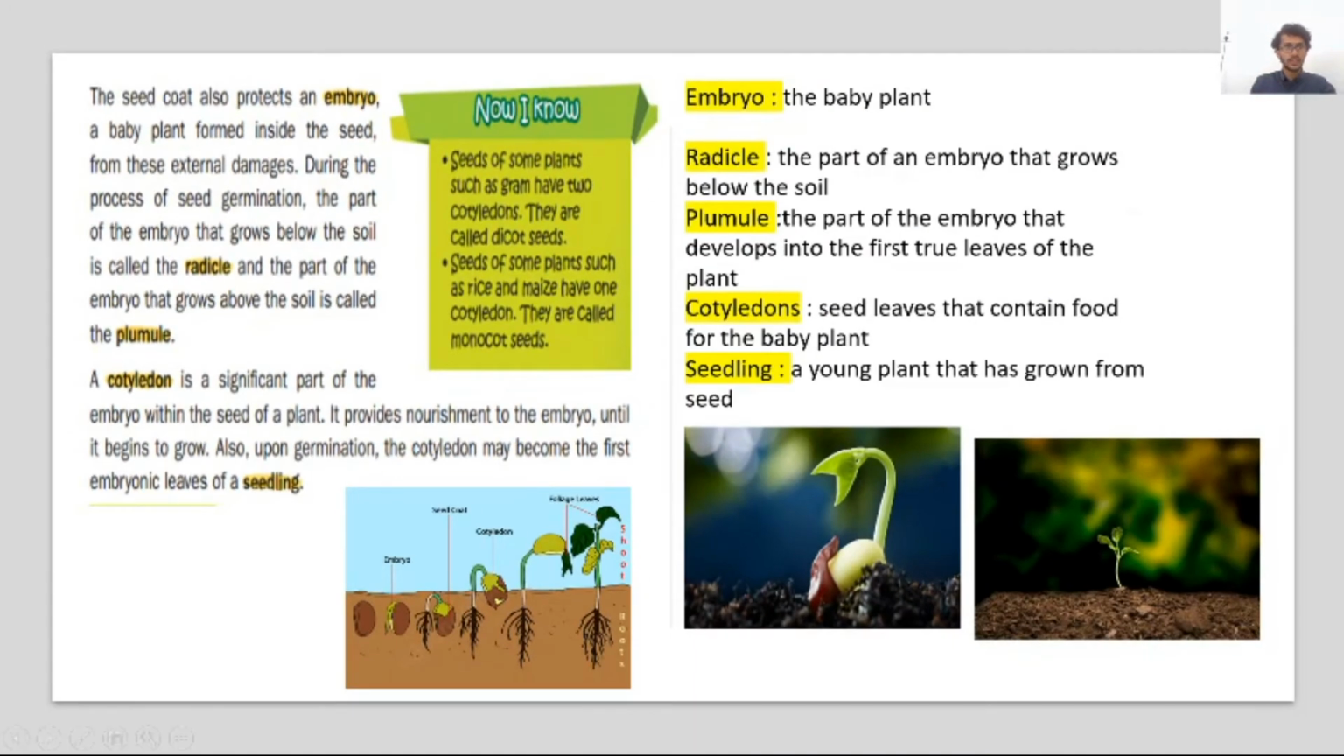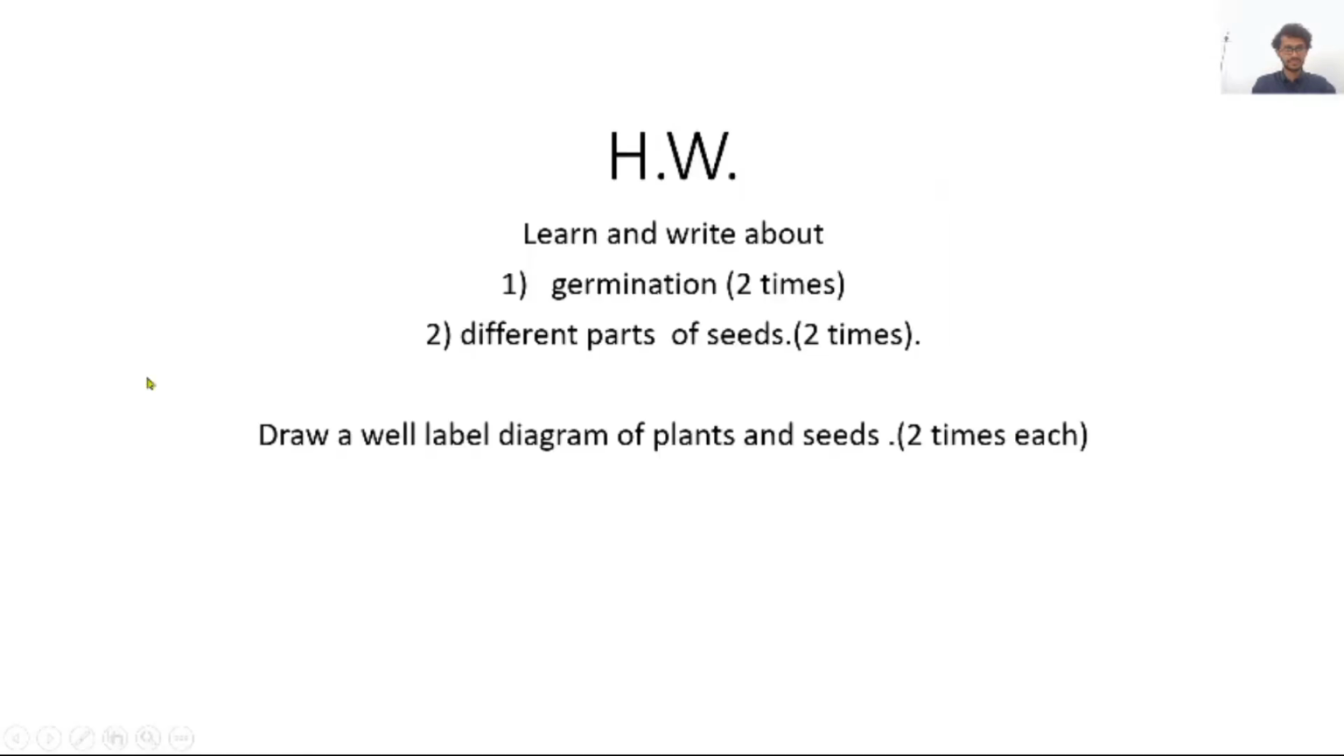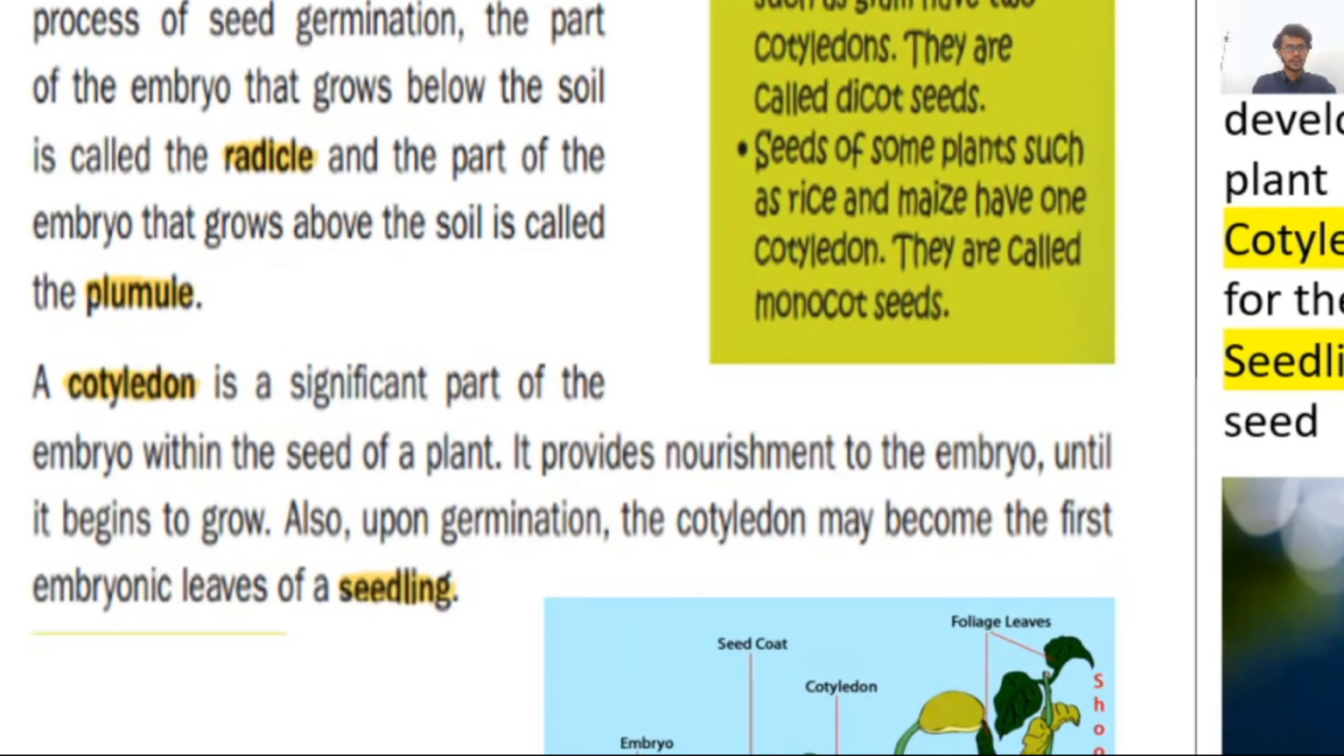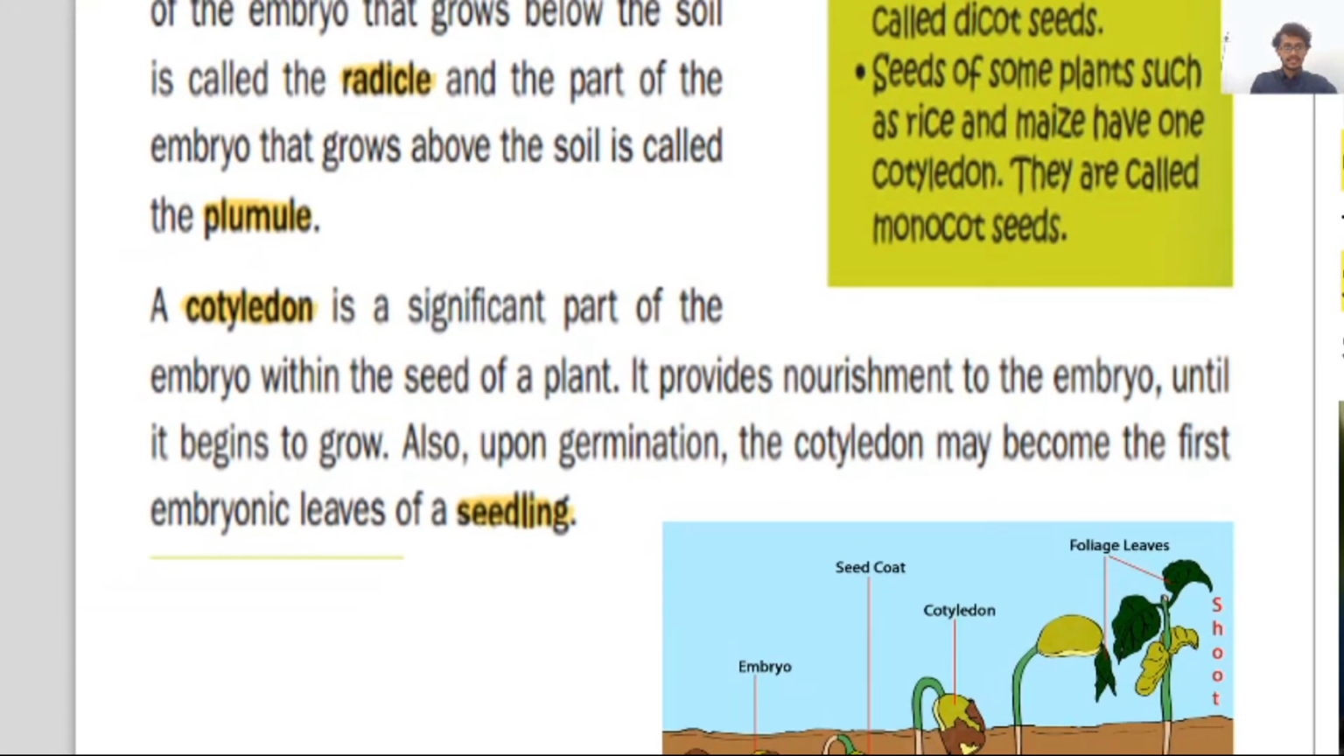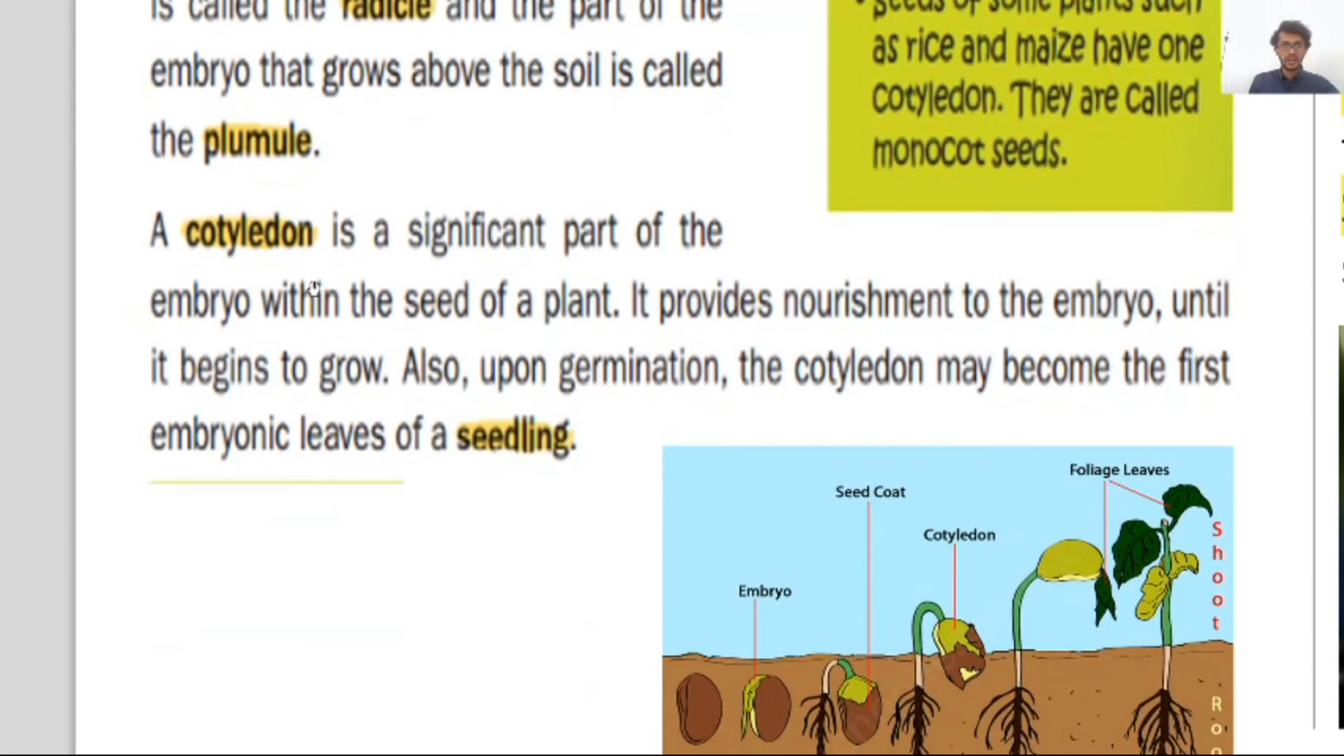Now let's read ahead. A cotyledon. I'm going to say it again. A cotyledon is a significant part. Significant means important. A cotyledon is an important part of an embryo within the seed.